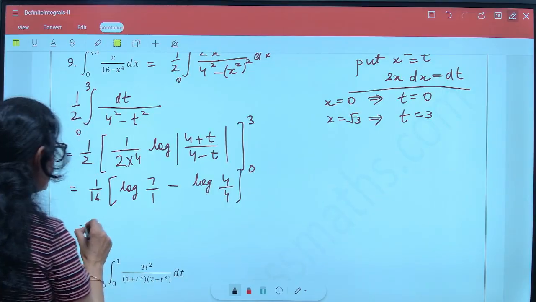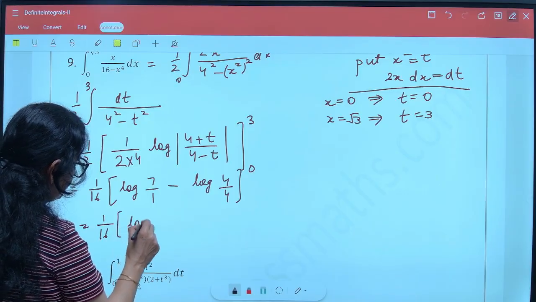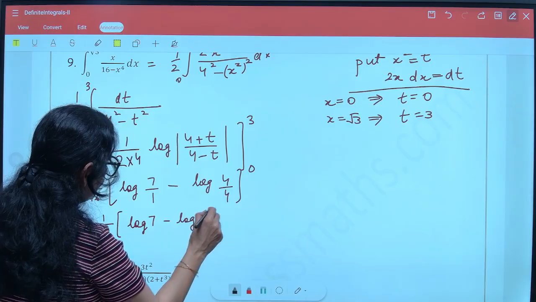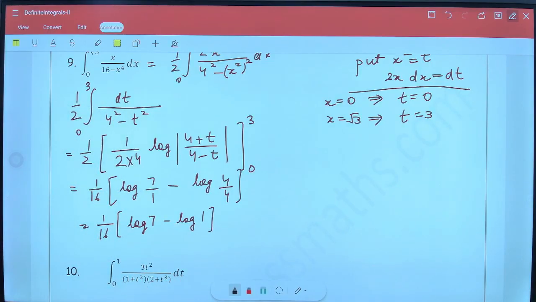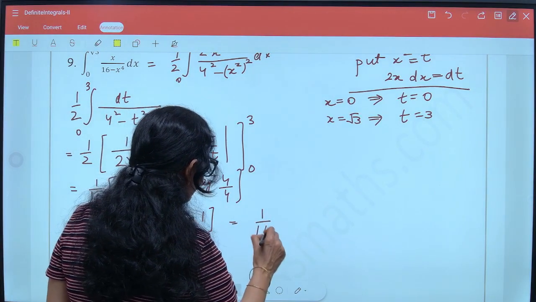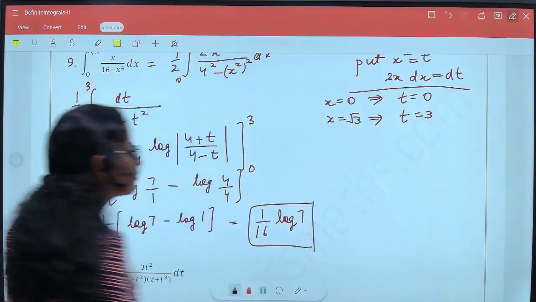So this becomes equal to 1 by 16 log 7 minus log 1. Log 1 is 0. So that means the answer is 1 by 16 of log 7. So this is your final answer. Right?